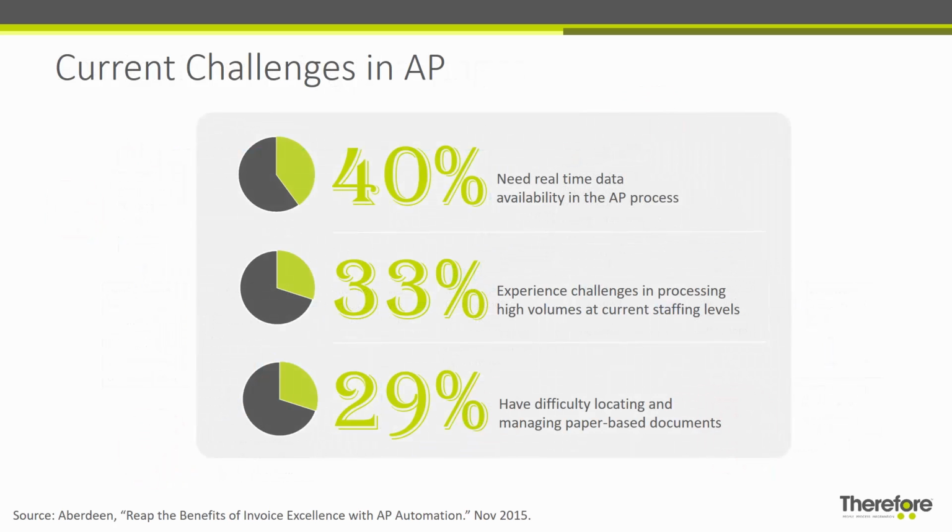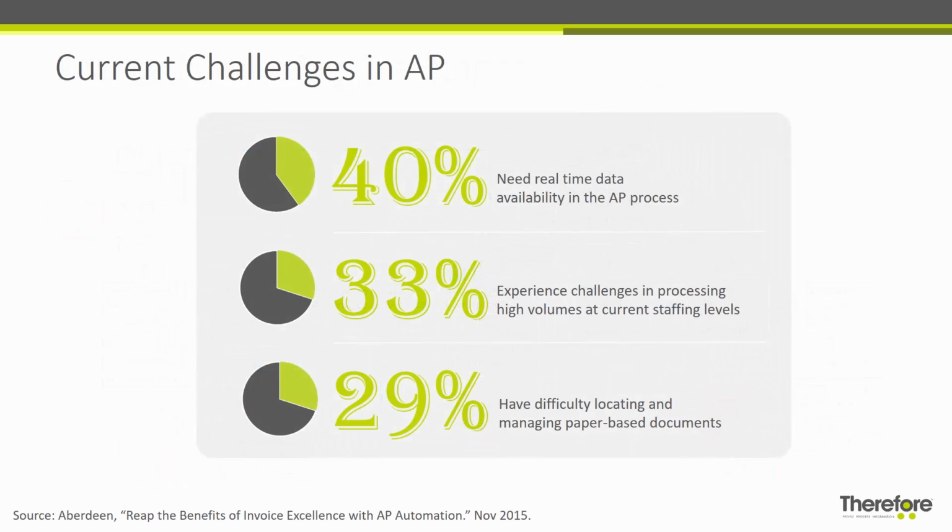Yeah, sure thing. So according to research from the Aberdeen Group, 40% of finance departments polled stated that they need real-time data availability in the AP process, which, as we saw from our mock-up in the manual process, is quite difficult, if not impossible, to come by. 33% of departments experienced challenges in processing high volumes of invoices with their current staff levels. So we really see the need for process automation in this case, both to manage everyday processing as well as those seasonal fluctuations, like at the end of a reporting period, for instance.